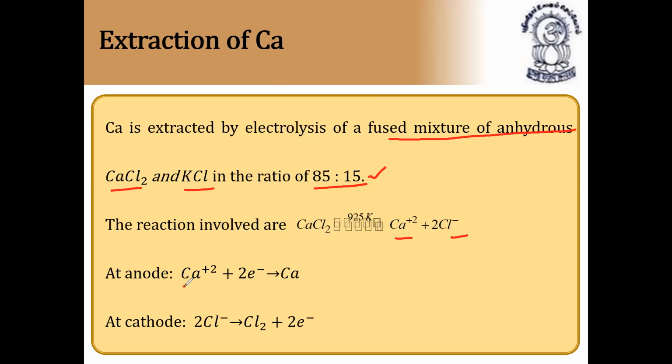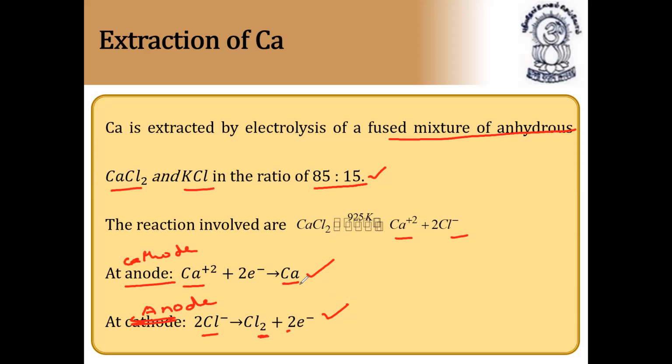So at the anode, what happens? Calcium ions change to calcium, and at the cathode, so this is wrong actually. This is the cathode. Always at the cathode only metal is formed. This is the anode. So the reverse has come. At the cathode, calcium ion forms calcium atom, and chloride ions form chlorine gas at the anode.